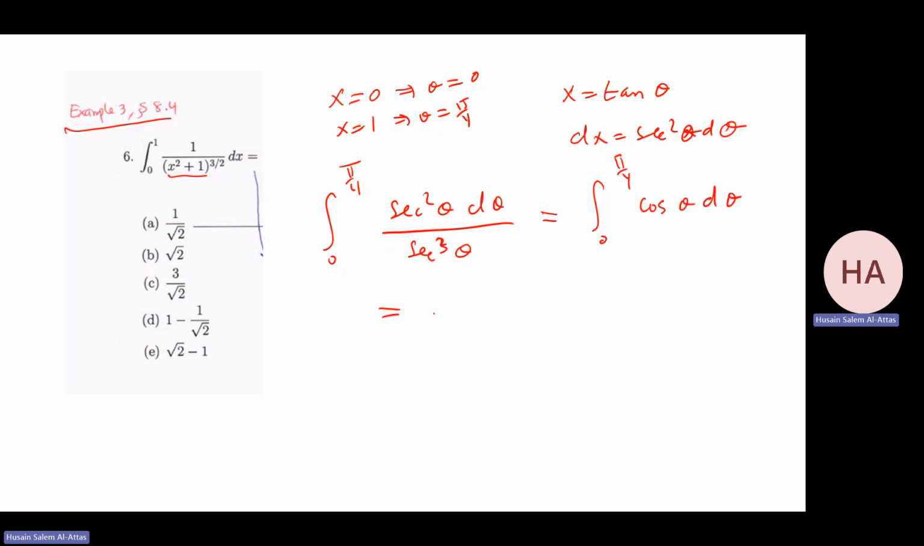It is an easy one. That will be sine theta from 0 to pi over 4, which is square root 2 over 2 minus 0, which I can write as 1 over square root of 2 also by rationalizing. Multiply by square root of 2.